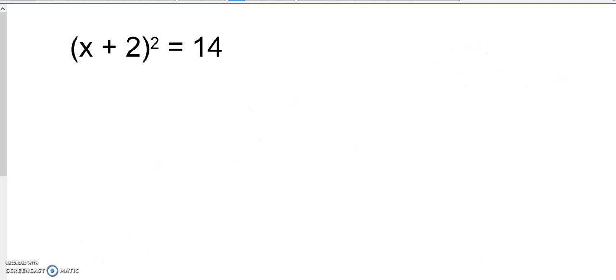And here's our last one today. I just want to show you one more of these. We can square root. And here we go, plus, minus. Oh, geez, my pen is not liking me today.